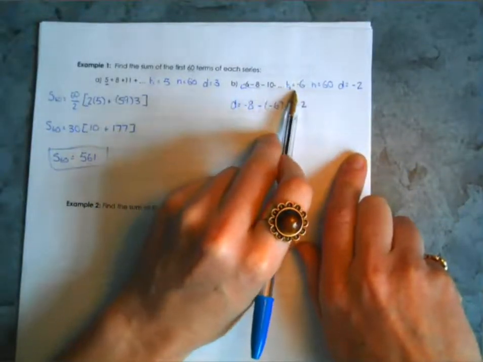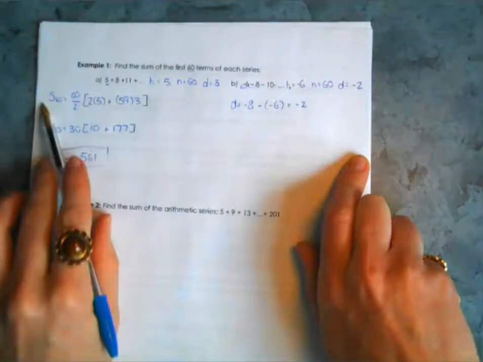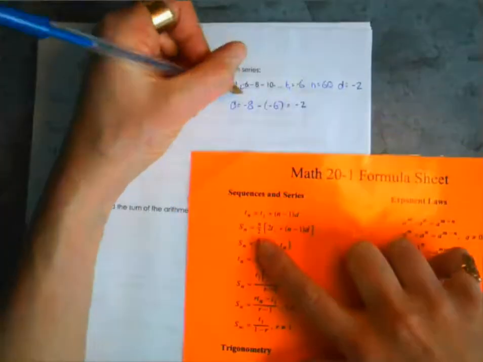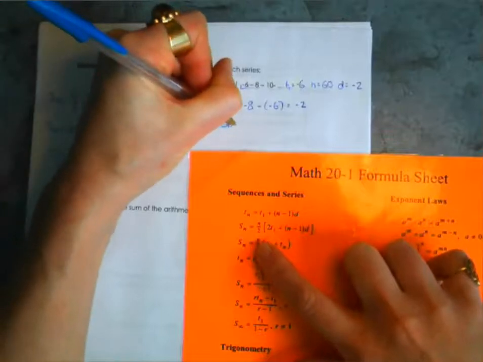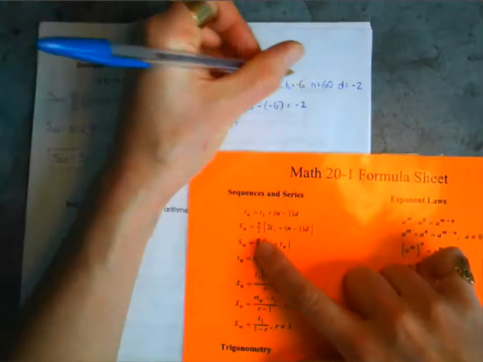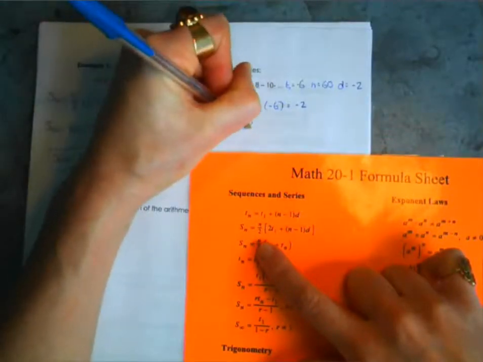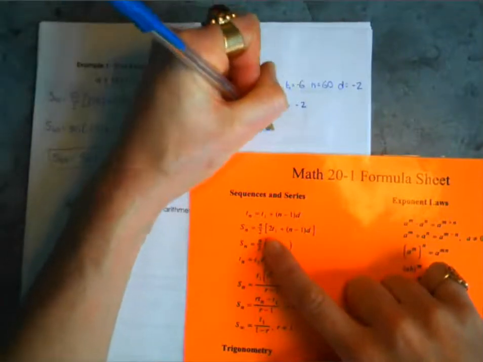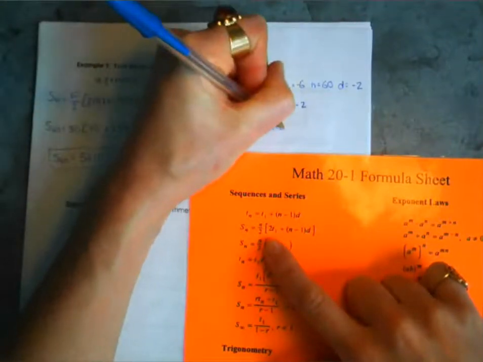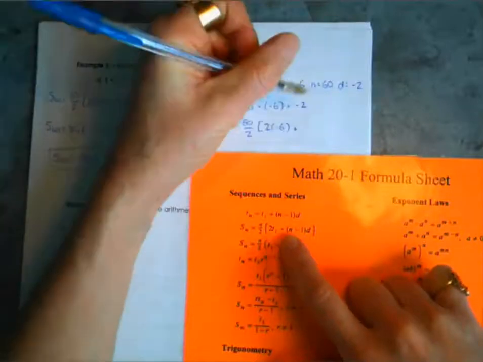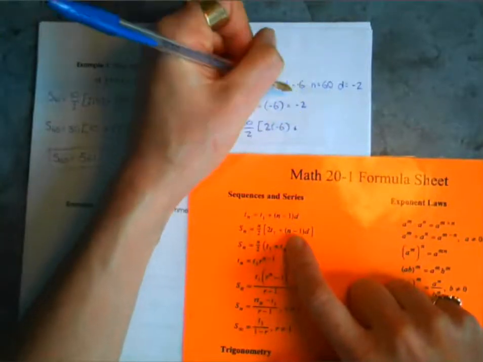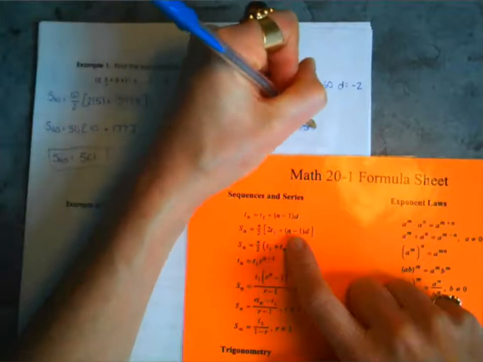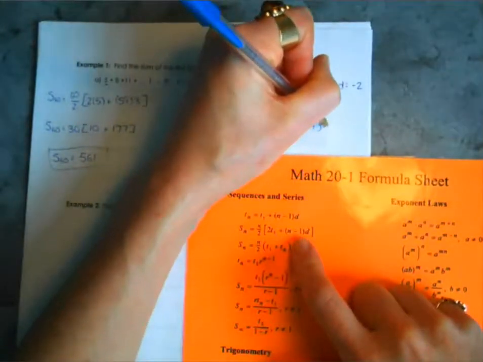Again, we don't have Tn, so we want to stick with this same formula as we did here. Basically, we're going to have Sn equals n over 2. n is 60, over 2, and then multiplied by 2 times T1, which was -6, plus n minus 1, 60 minus 1, which is 59, times our difference, which is -2.